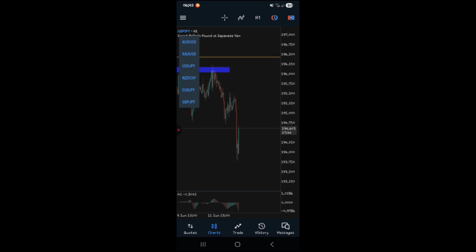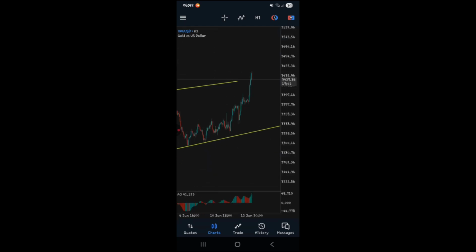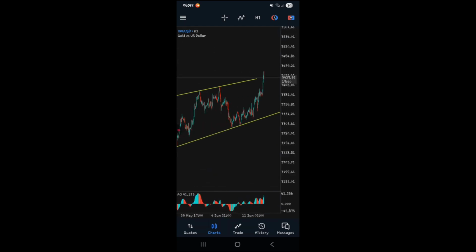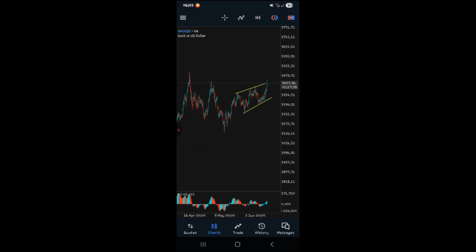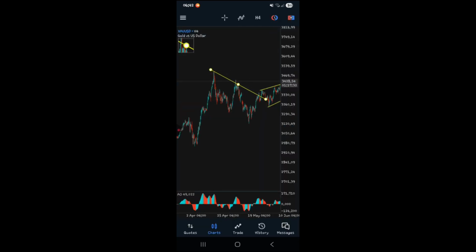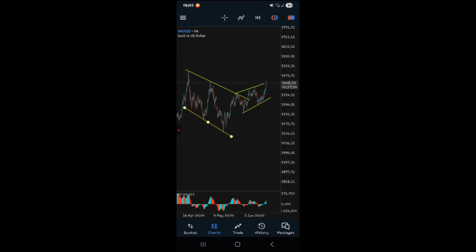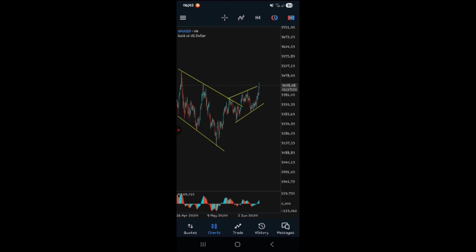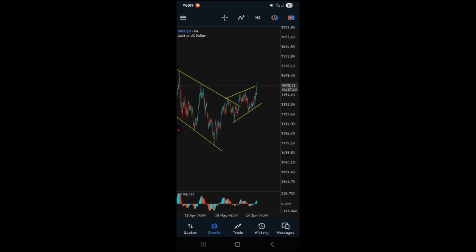Then another trade was gold. As you can see here, so we had gold here. I'll start from the 4-hour time frame. You can see the overall structure over here. So we've had this big flag over there on the 4-hour time frame. So that's actually a continuation pattern, right, whereby we know that after this we are looking for the market to continue moving to the upside.